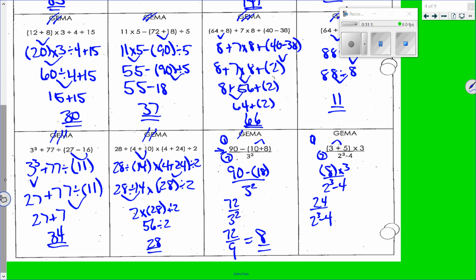I finished the top, so I'm ready for my second grouping, which is the bottom. Again, following the order of operations, I'll do the exponent first. So that gives us 24. 2 cubed is 8. So 24 over 8 minus 4 gives us 24 over 4. At this point, it's now just a division bar. So 24 divided by 4 gives us an answer of 6.